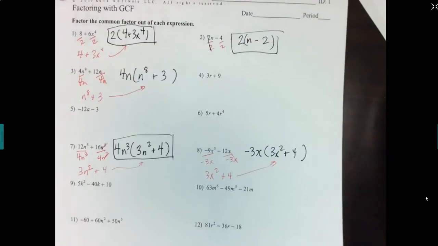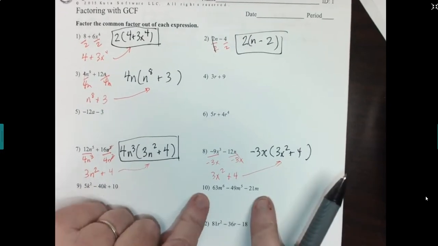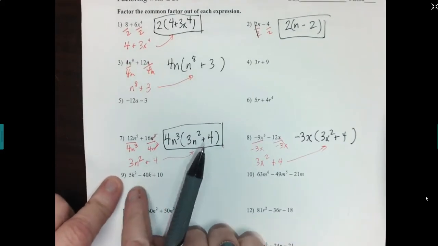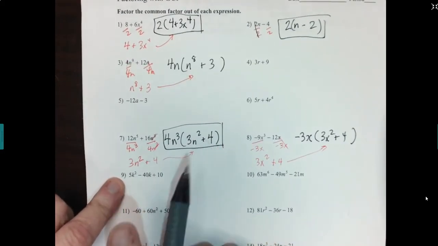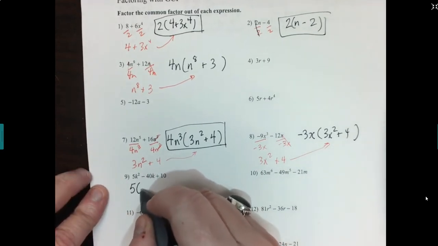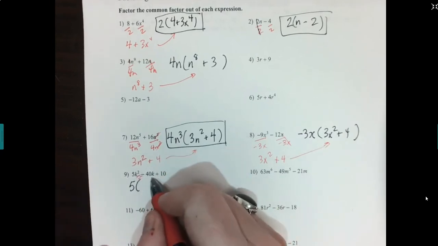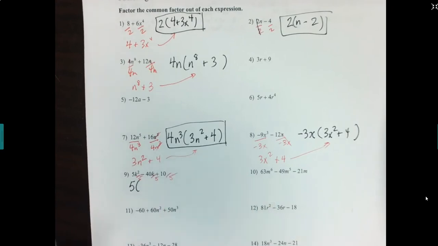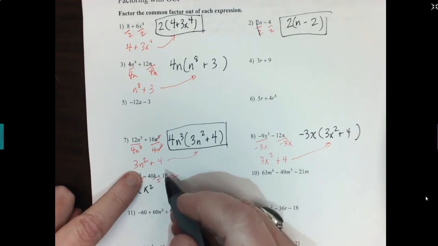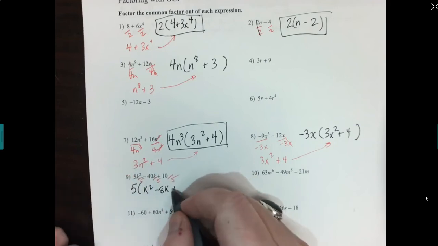Okay, and we can see that. All right. What about this one? Well, let's do the easier one first. Okay, so what about something like that? I can see each term is divisible by 5. And if I divide each term by 5, I'm going to have k squared left over. And negative 40 divided by 5 is negative 8, and I still have a k. And plus 10 divided by 5 is plus 2.